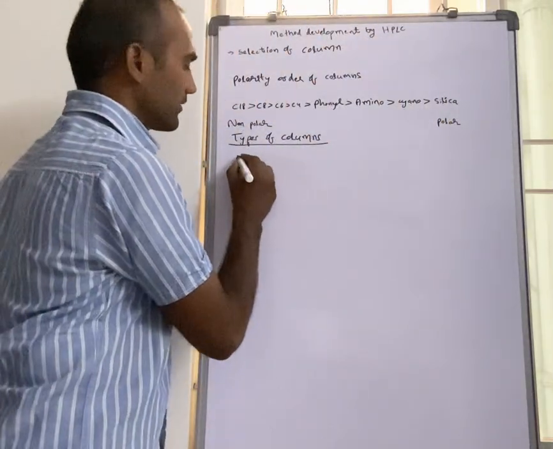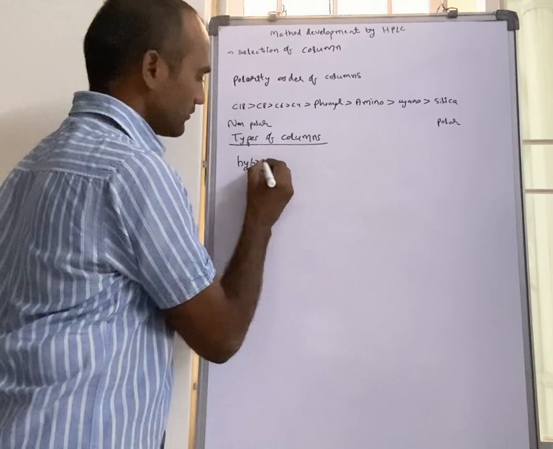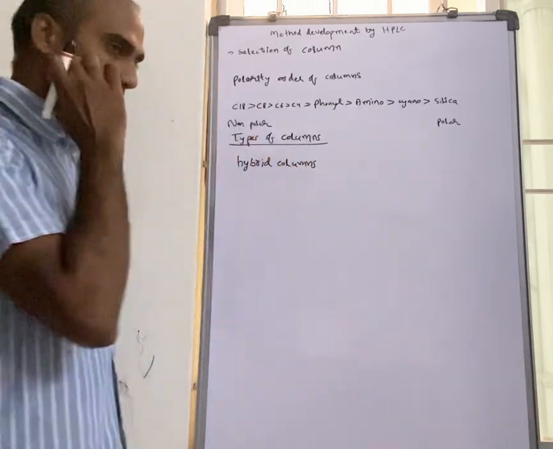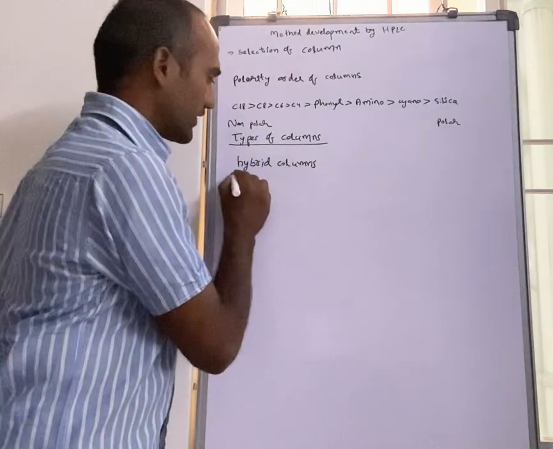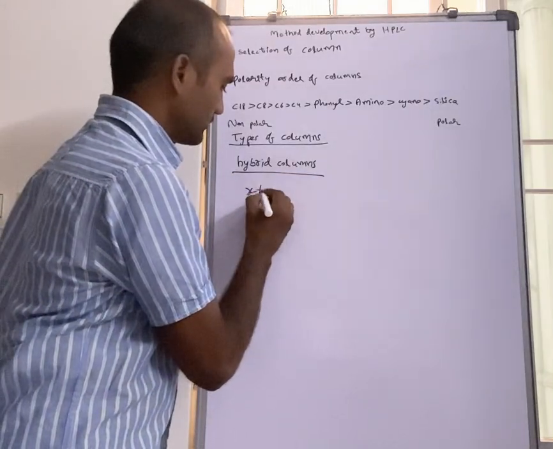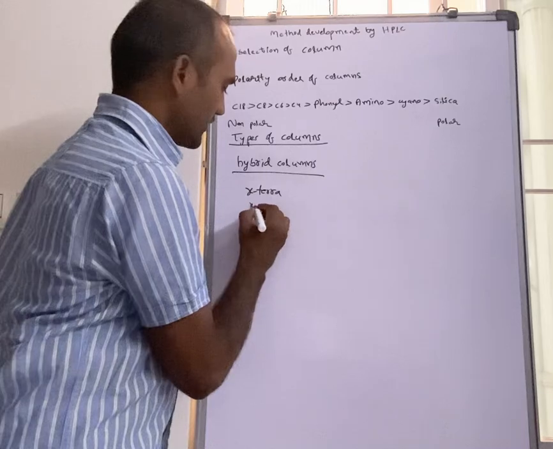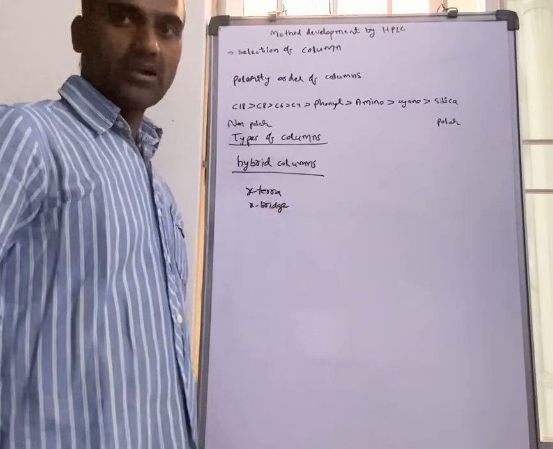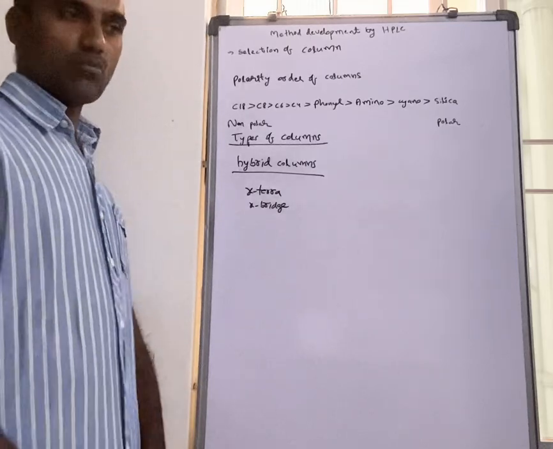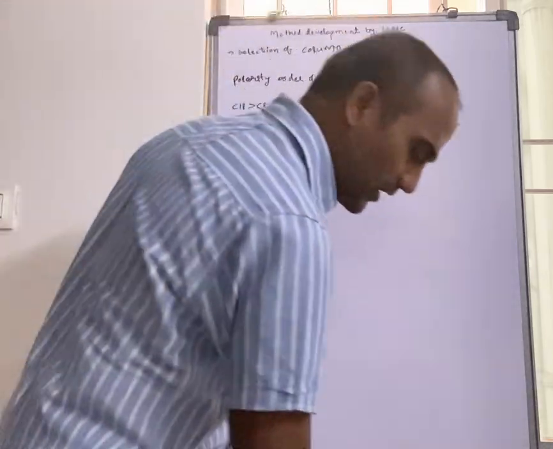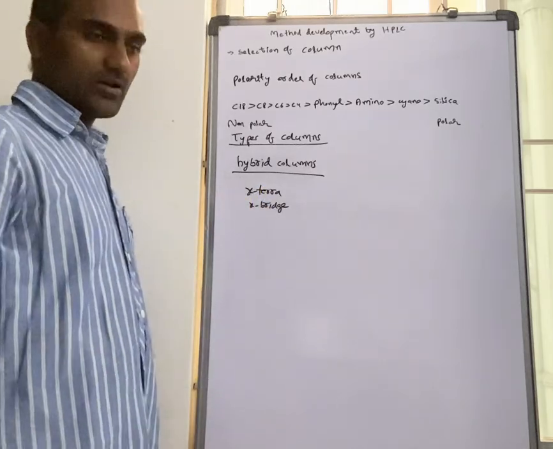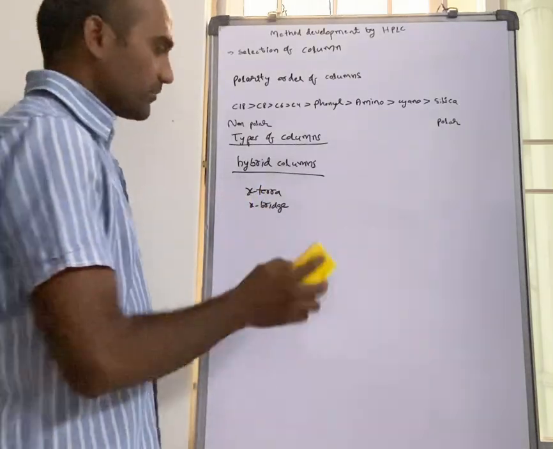Hybrid columns will be there. Already I explained in type C. So Xterra, Xbridge. They will work at any wide range of pH. They are more stable and they will work at a wide range of pH. Xterra is especially very good for highly basic analytes.